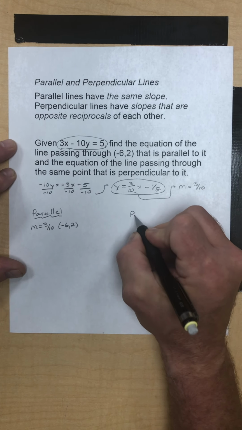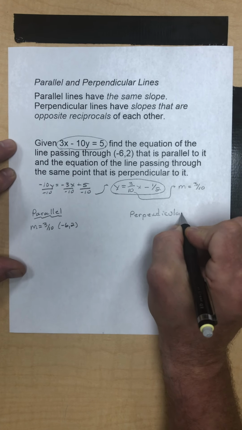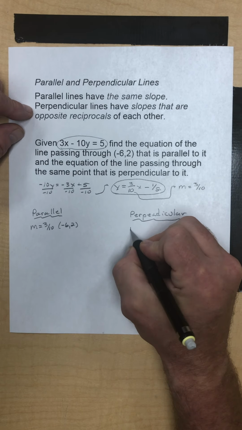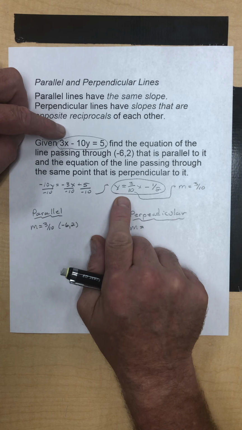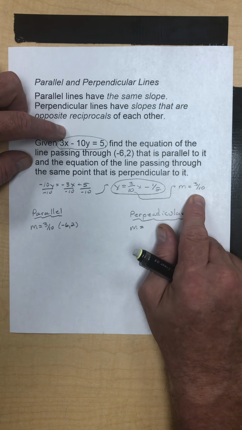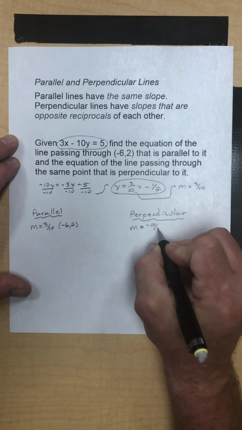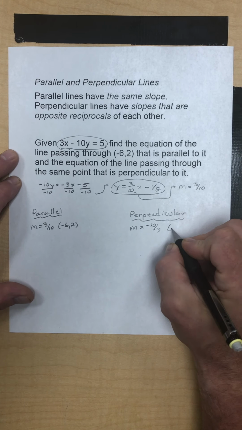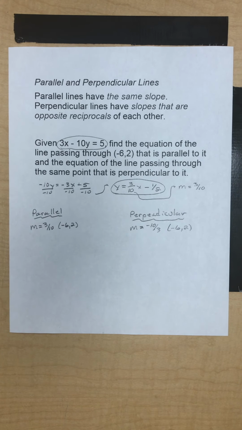Now if I'm looking at perpendicular, remember, perpendicular lines have slopes that are opposite reciprocals of each other. So if the line is perpendicular to this line, its slope has to be the opposite reciprocal. The opposite reciprocal of 3/10 is negative 10/3. But that line's still going through the same point, so we have to use the same point.